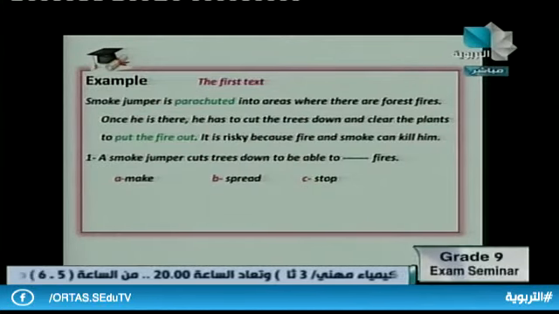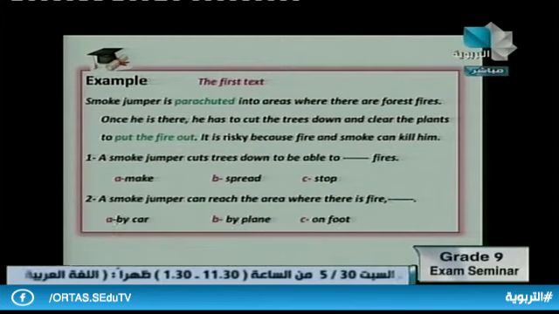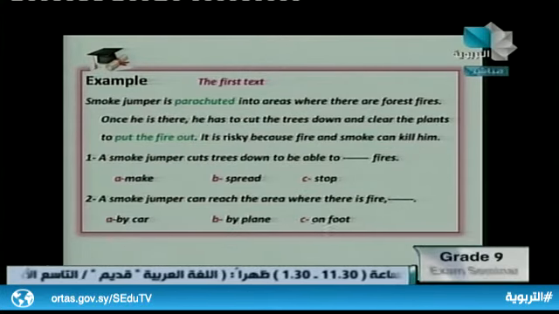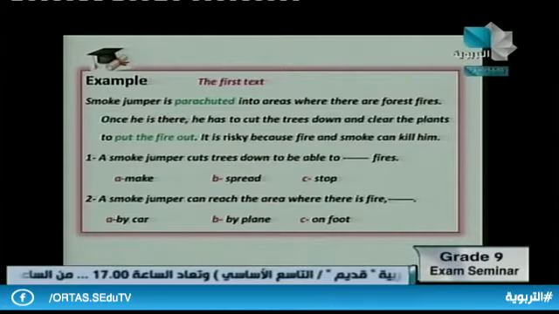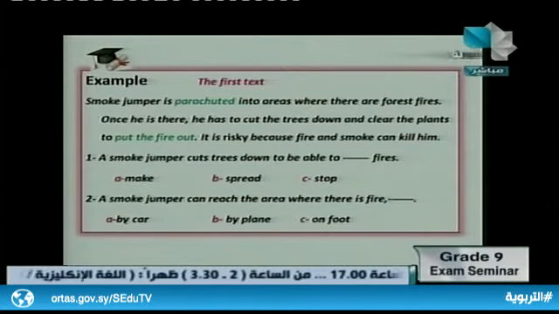Can we take another example, Mrs. Suhail? Yes, of course. Number 2: a smoke jumper can reach the area where there is fire by car, or by plane, or on foot. If we read the text again, we are not going to find any word that refers to car or plane or on foot, but we can find the word parachuted. Here, parachuted means that he was on a plane. So the correct answer here is by plane.